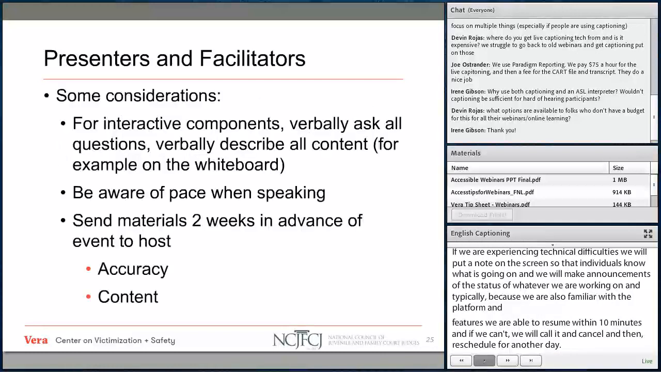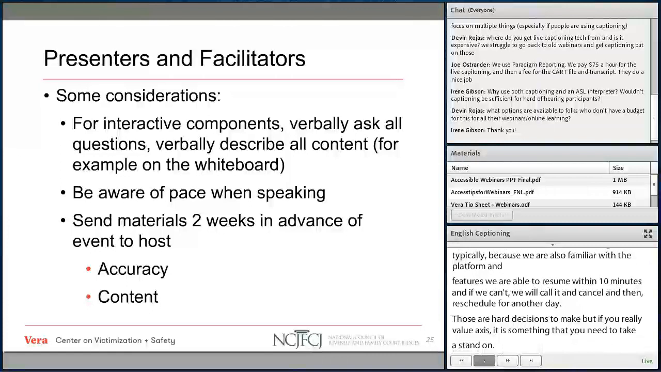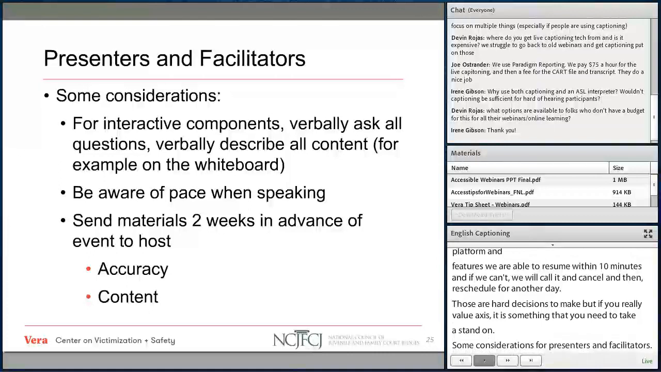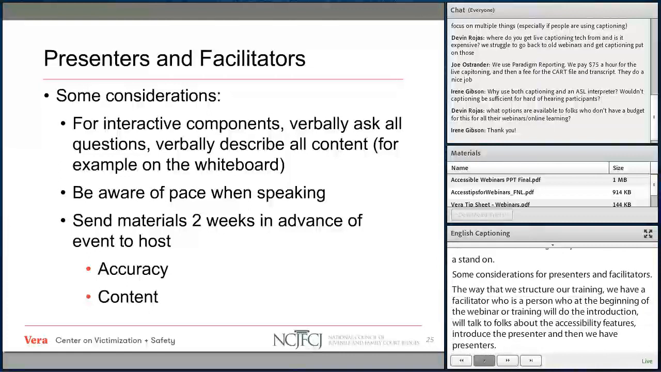So, some considerations for presenters and facilitators. The way that the Center on Victimization and Safety structures our online trainings is we always have a facilitator who is the person who at the beginning of the webinar or online training will do the introduction, will talk to folks about the accessibility features, will introduce the presenters, and then we have presenters. And so we always want to make sure that we are training all of our facilitators and all of our presenters on access and the things that they need to be thinking about when they're doing a presentation.